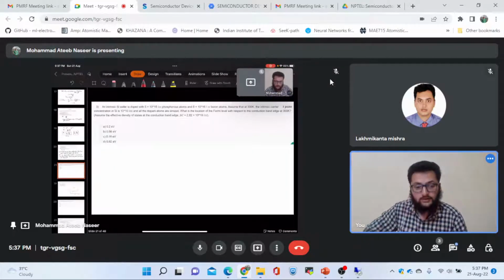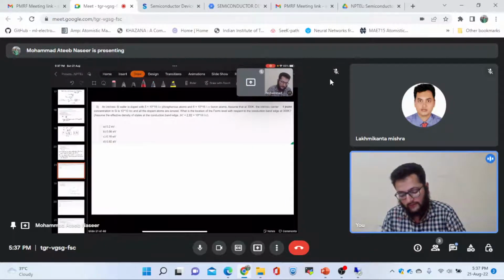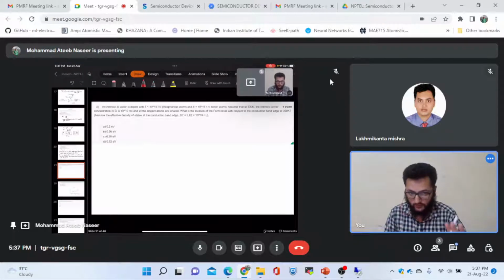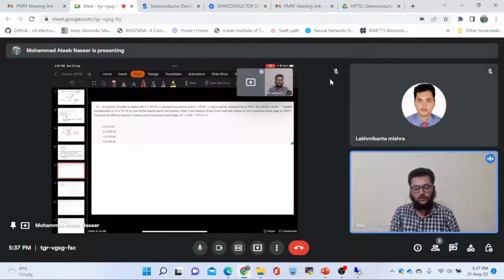Now, the third problem states that we have a silicon wafer doped with phosphorus. This phosphorus is a pentavalent impurity, and we have also doped it with boron atoms, which is a trivalent impurity. So one will act as donor and another will act as acceptor. We have been told that the temperature is 300 Kelvin and the intrinsic carrier concentration is given to be equal to 10 to the power 10. We have been told that all the dopant atoms are ionized.